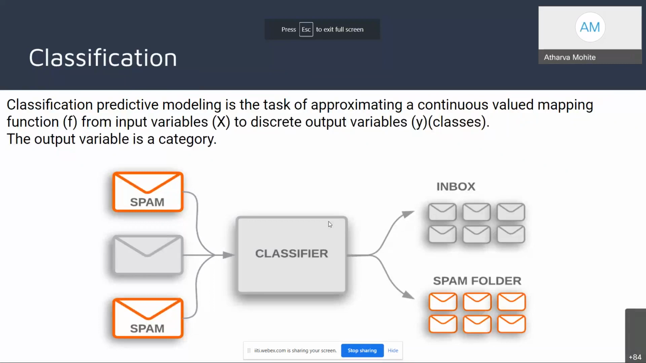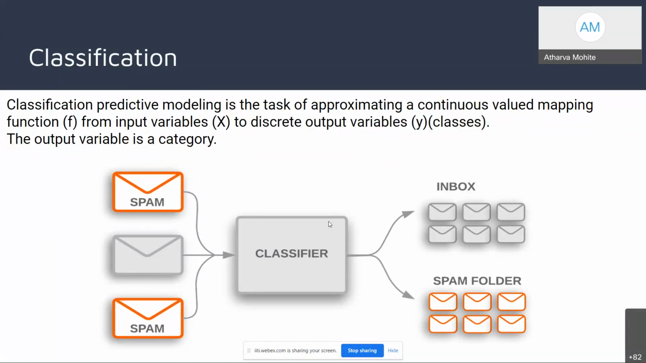Hello, I'm Atharva. We will now discuss the two categories of supervised learning in detail. Supervised learning can be split into two subcategories: classification and regression. Classification is the process of predicting the class of given data points. It comes under supervised learning as we provide the data with labels.